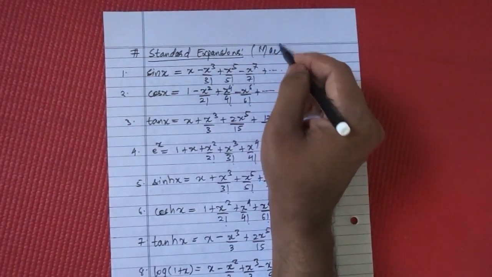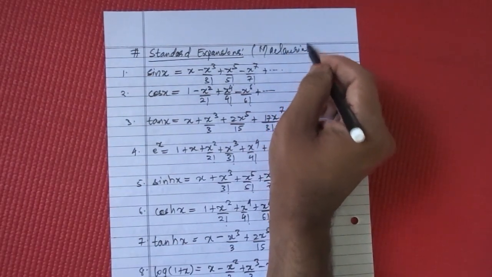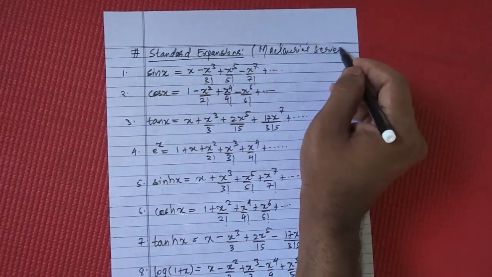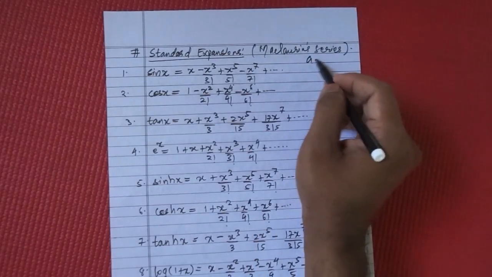All these are Maclaurin series. That is, they are evaluated at a is equal to 0.